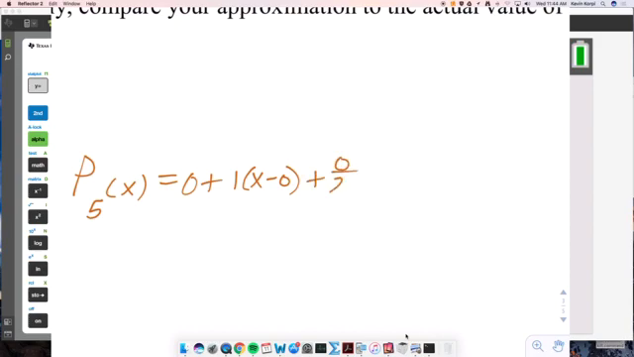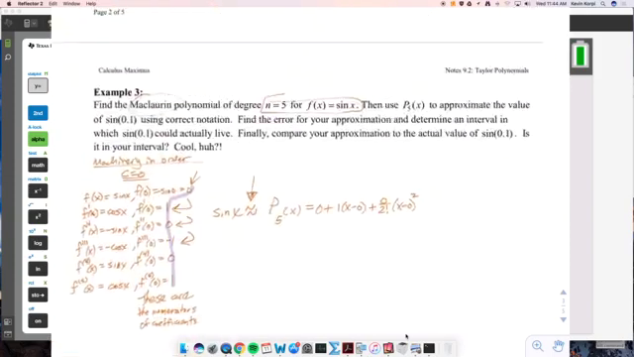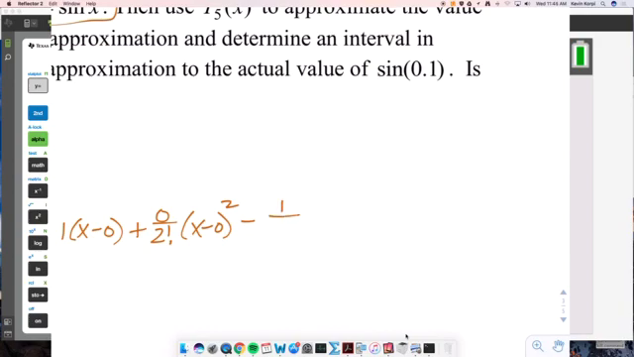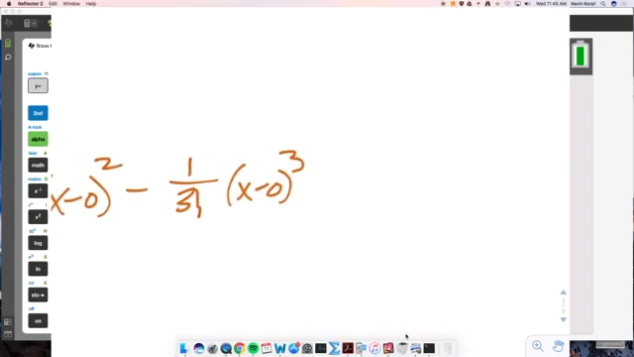So plus 0 over 2 factorial times x minus 0 squared. What is the numerator of the next term? The cubic term. Negative 1. So now we get, I'm just going to say minus 1 over 3 factorial times x minus 0 cubed. And then what's the coefficient of the fourth degree? 0. So plus 0 over 4 factorial times x minus 0 to the fourth.